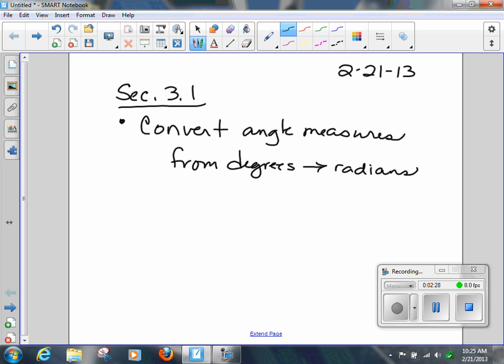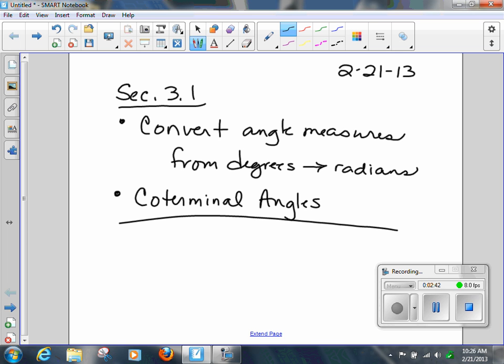So, second thing we're going to do, because that was recorded, is we're going to talk about coterminal angles. So two things that we're going to be doing today. All of it's easy, easy, easy. The conversion, oh my Lord, super, super easy.